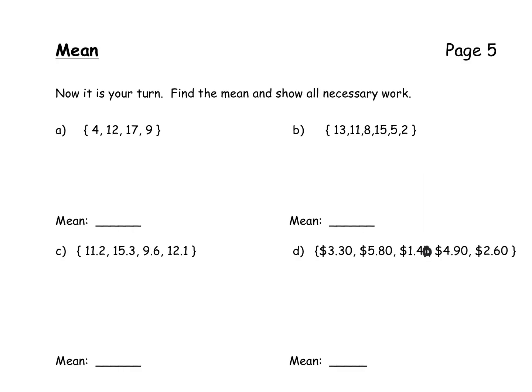You will need a calculator, and you can use your iPad to add these numbers to find the sum and then to divide by the total. So you're going to be asked right now to do letter A and letter B, and be sure to show all the necessary work, that includes the sum and the number that you divided by. You may pause now and complete that work.